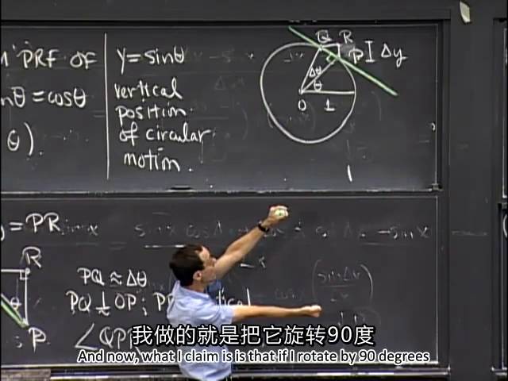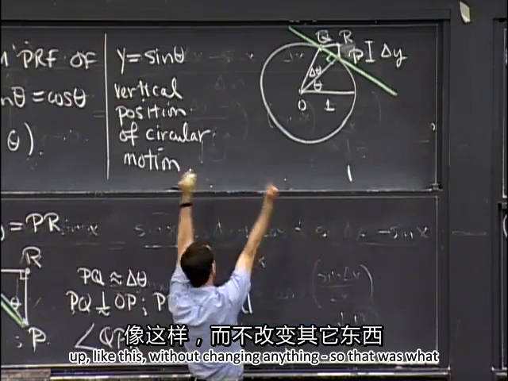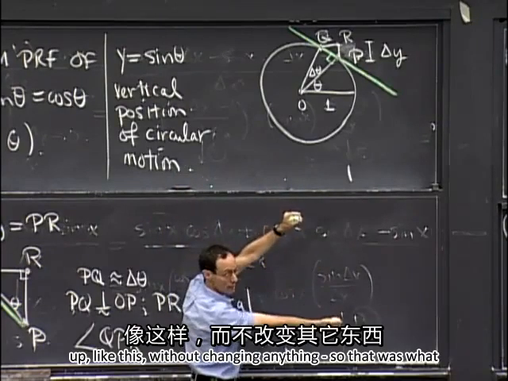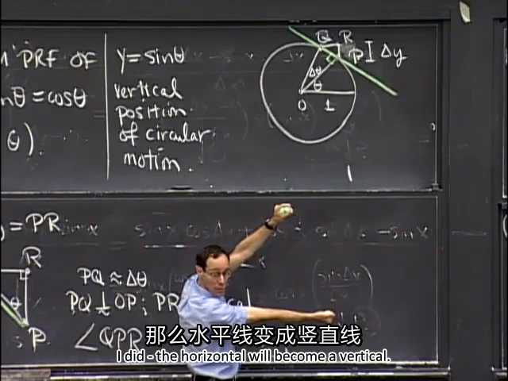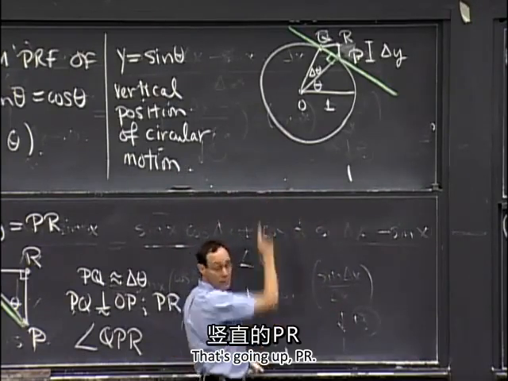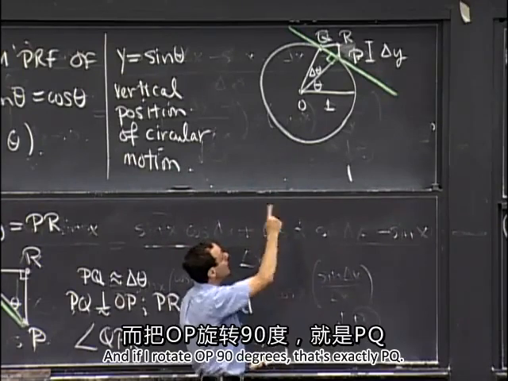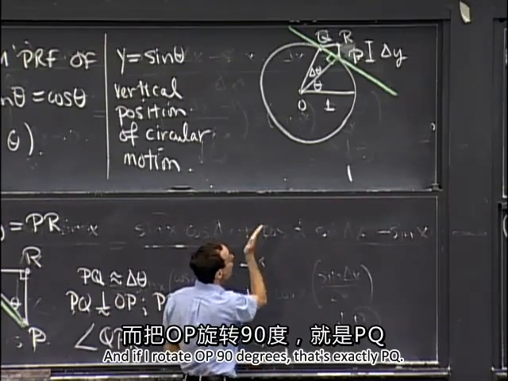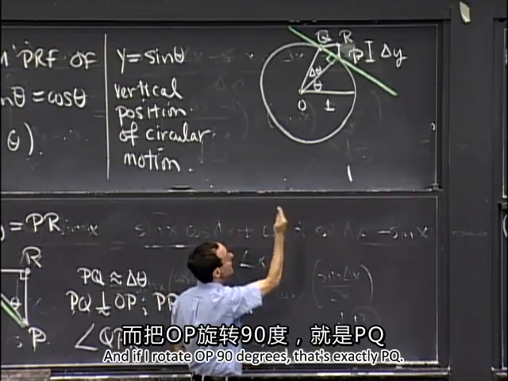And now, what I claim is that if I rotate by 90 degrees up, like this, without changing anything, that was what I did, the horizontal will become a vertical. That's PR, that's going up, PR. And if I rotate OP 90 degrees, that's exactly PQ.